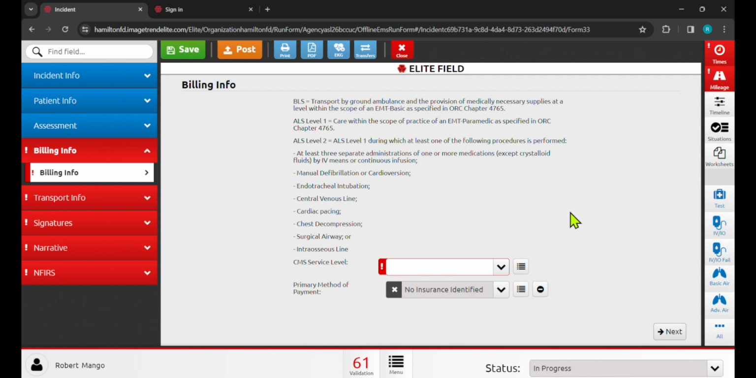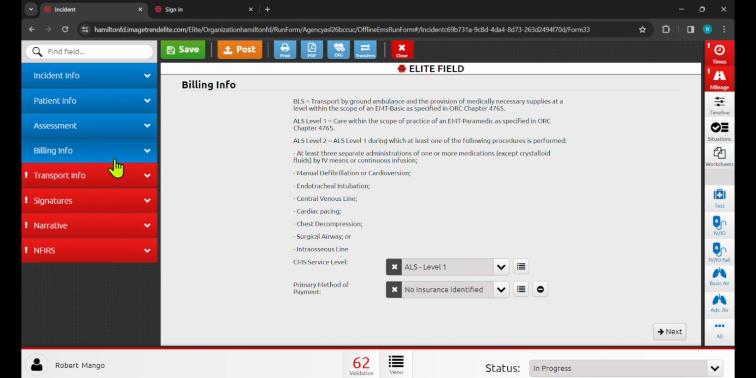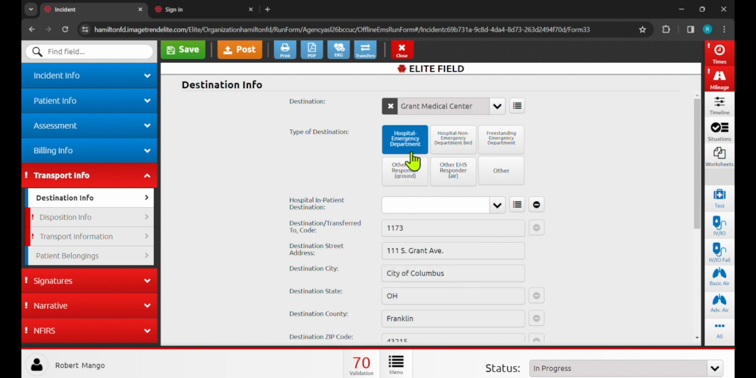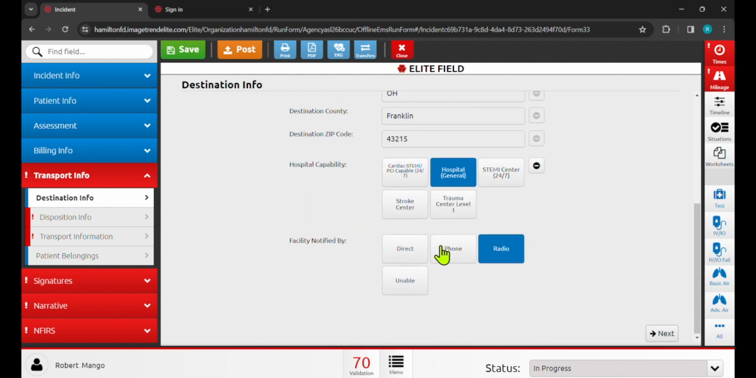So again, I don't want to spend too much time on this, because while we need you to do your best to accurately record it, it is being monitored, or at least looked at on the back end at the billing company. So we will select ALS1. Blue, transport info. This is where things can start to go a little quickly towards the end here. So where did we go? We went to Grant. It populates all of these things.